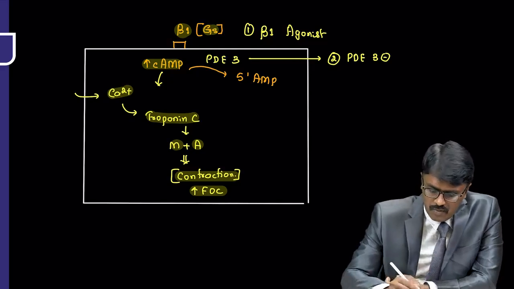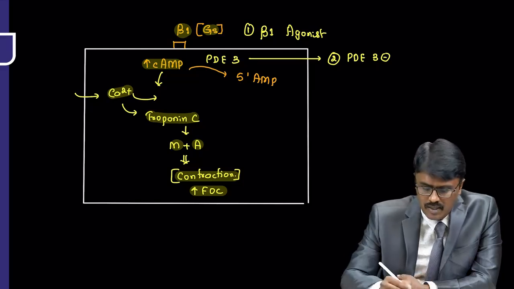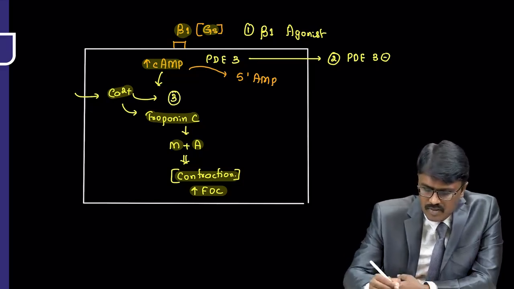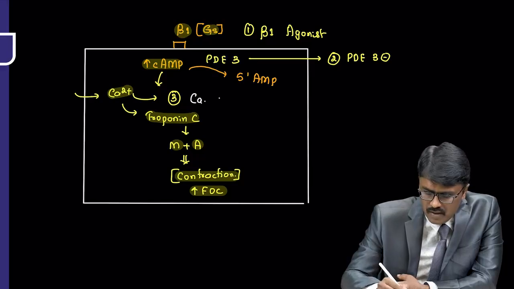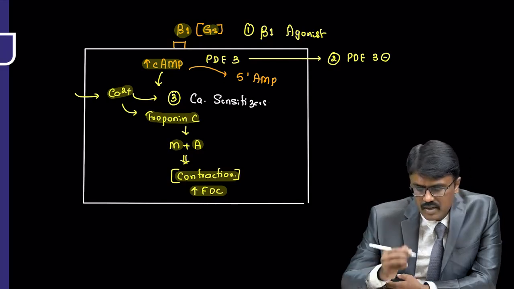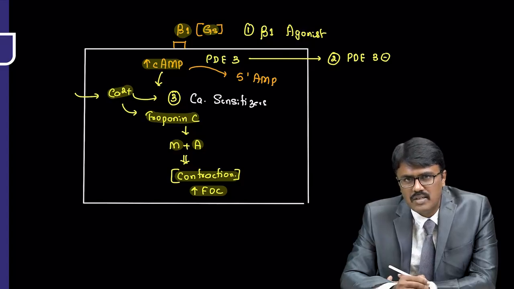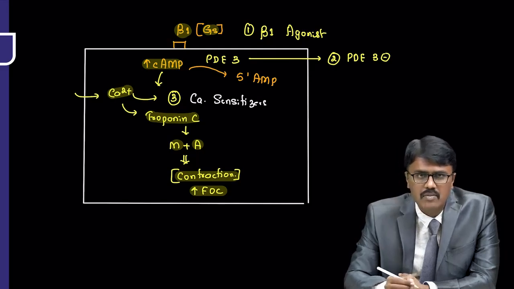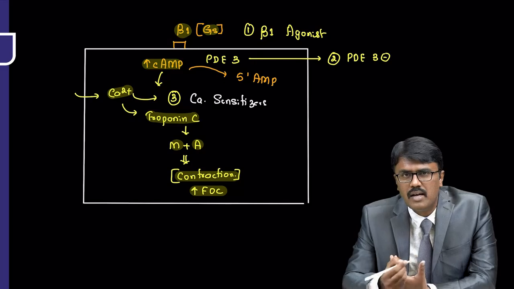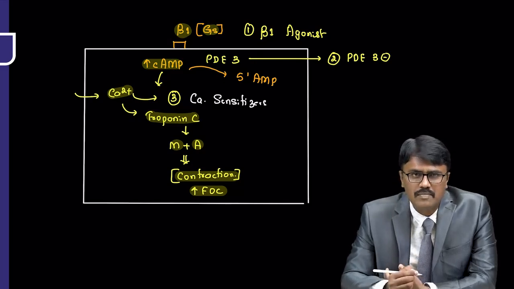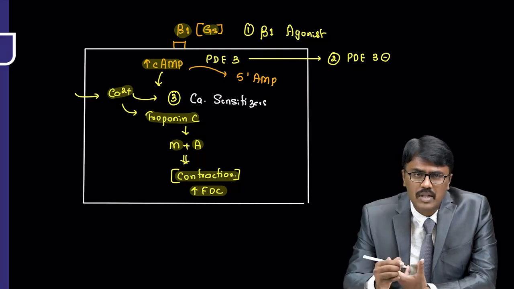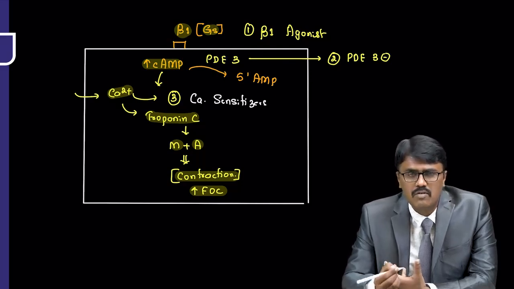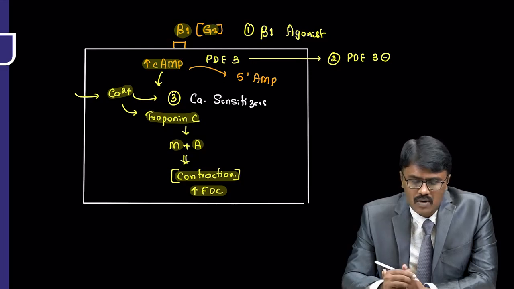Now you can do one more thing. You can sensitize the calcium. They are called calcium sensitizers. So the third category of drugs are called calcium sensitizers. They will sensitize the troponin C to bind to calcium more and more. Now what happens if troponin C binds to calcium more and more? The myosin and actin are free and they can increase the force of contraction. Will they increase more calcium? No. With the available resource only, they will increase the force of contraction. So these are called calcium sensitizers.